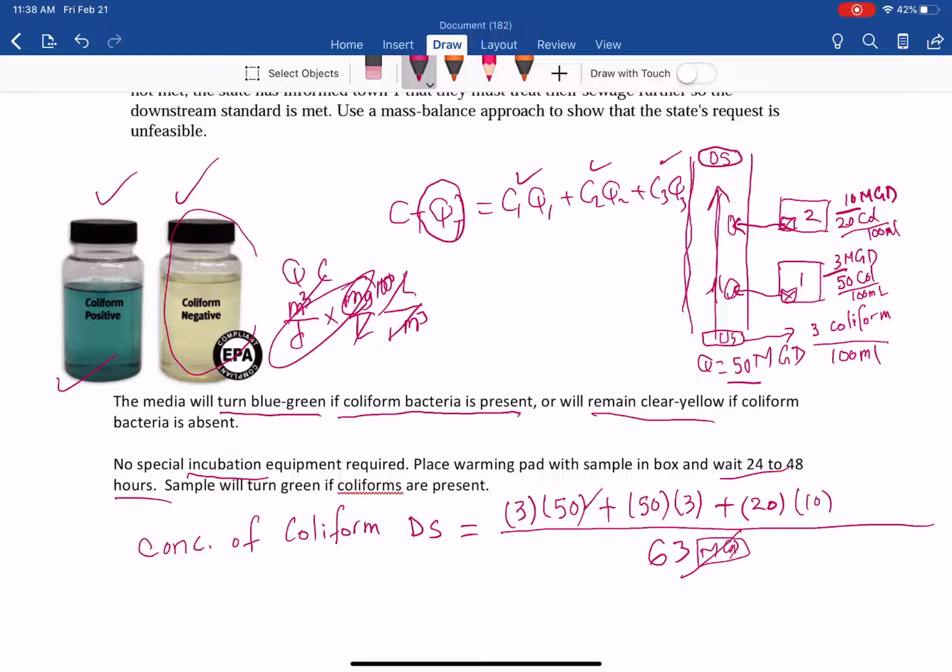This unit will cancel with this unit and this unit, so it will cancel out. You will end up with what final unit? Coliform per 100 ml. So if you finalize this answer, it will give you 7.9 coliform per 100 ml. Now, is there a violation?